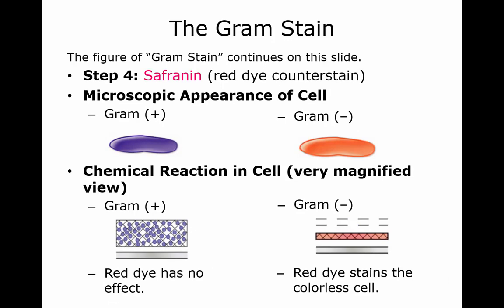The last thing is the safranin, and that's a red dye. It doesn't change the gram positive, but the gram negative is going to stain red, which is going to appear more pink, because it was decolorized and now we've stained it with the red. So the order of those steps: you've got the crystal violet, the iodine, the decolorizer, and then the safranin. You put them all in that correct order every time when you're doing a gram stain.